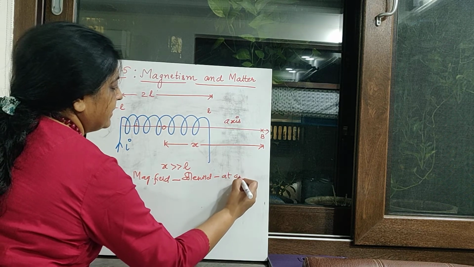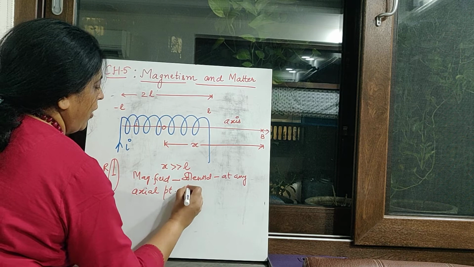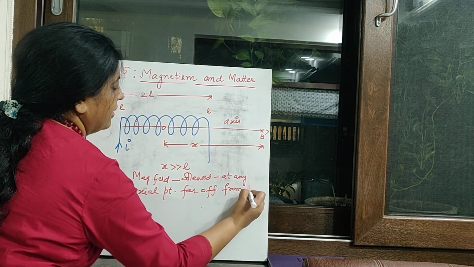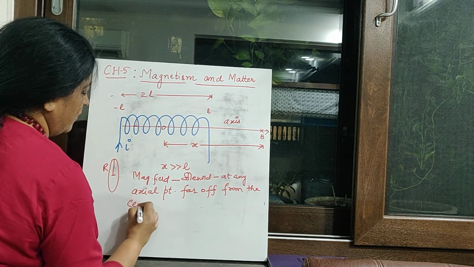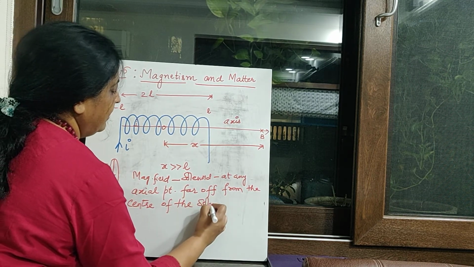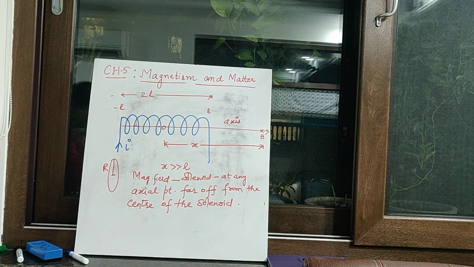So what we are going to find out is the magnetic field due to the solenoid at any axial point far off from the center of the solenoid. So this is what we are going to find out.